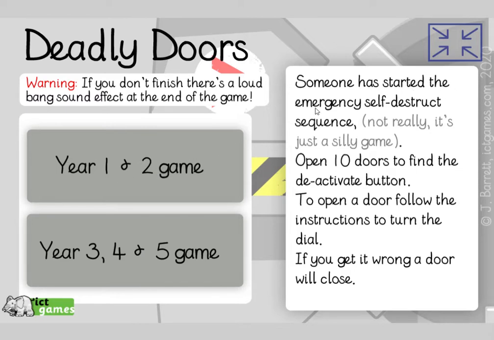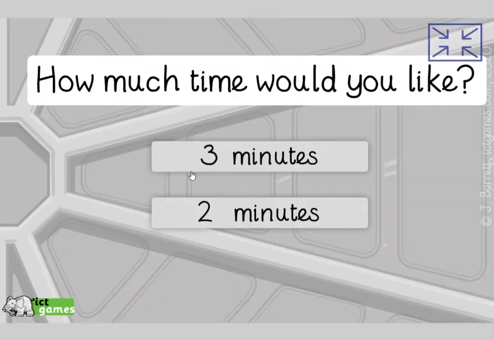Basically, someone has started the emergency self-destruct sequence. Not really, it's just a silly game. Open 10 doors to find the deactivate button. To open a door, follow the instructions to turn the dial. If you get it wrong, a door will close. So here we go, this is the year 1 and 2 version. How much time would you like? I'm going to go for the longer 3 minutes first.